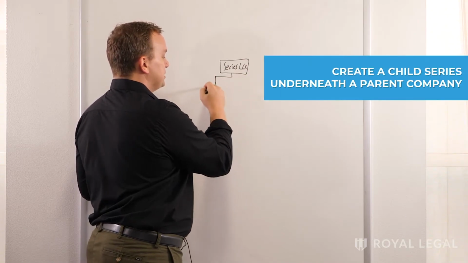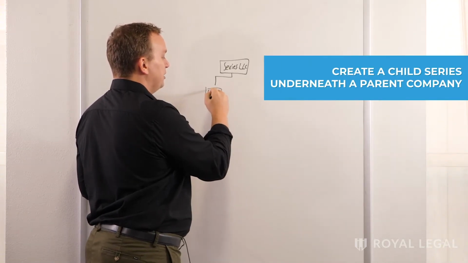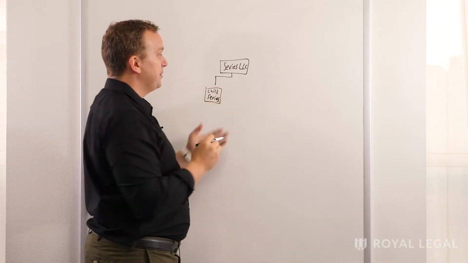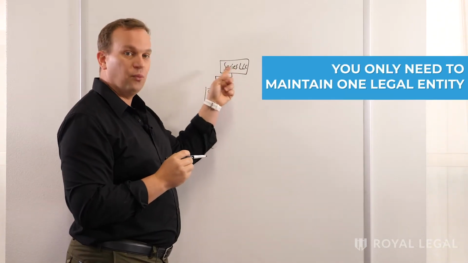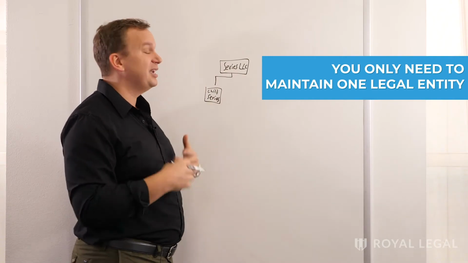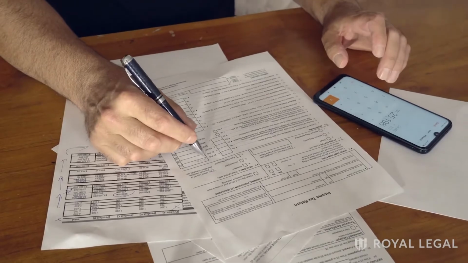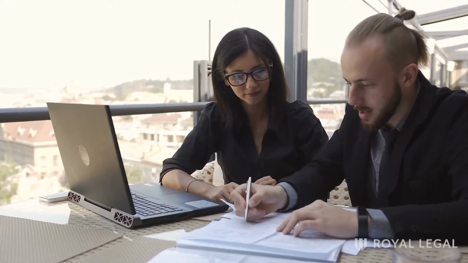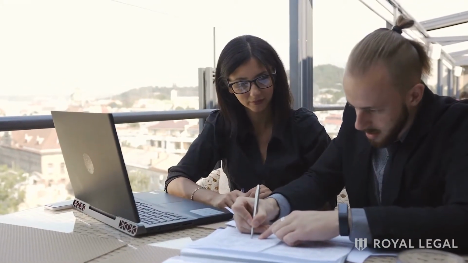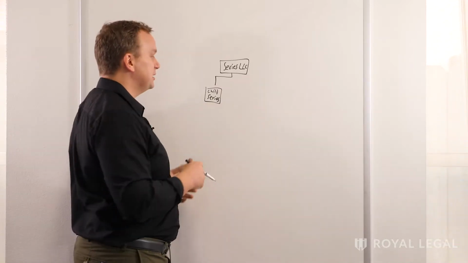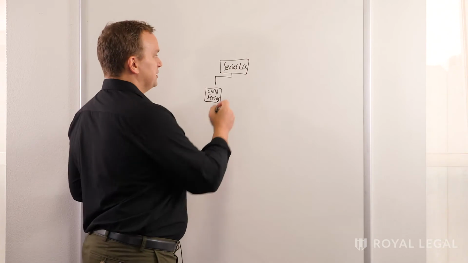Now what you do is you create a child series underneath this parent company that's formed inside any of those states. The advantage to this is that because you have one parent, you only have one entity to maintain. It's one bank account, one tax return, one EIN number. And all you have to do is maintain accurate accounting records of the income and expenses for each of the individual child series. So it's very easy to manage everything with the Series LLC, but what you get is these added benefits.